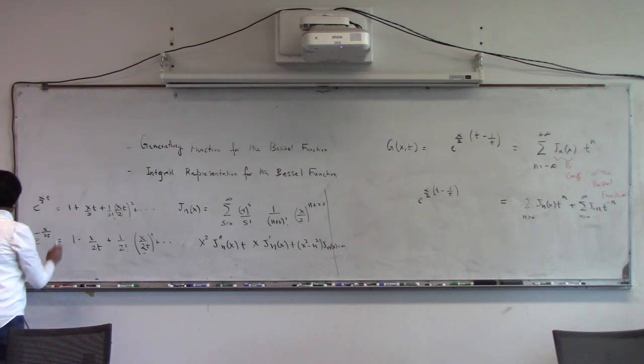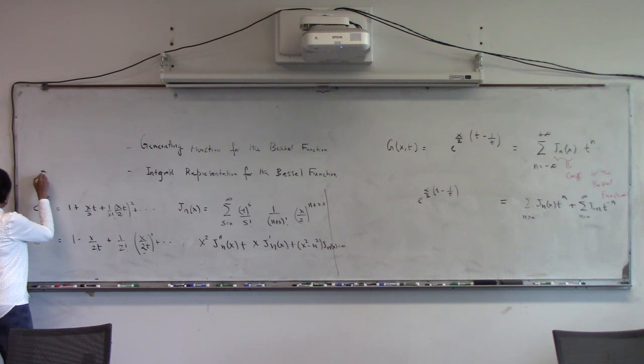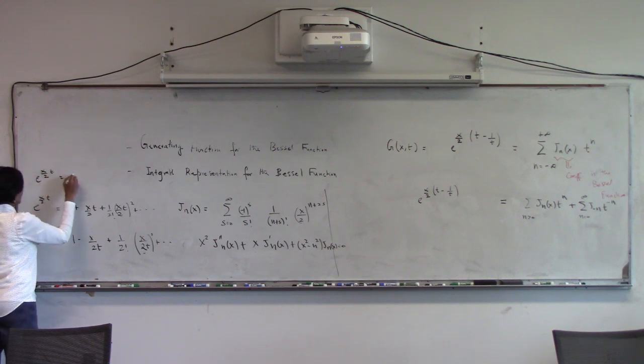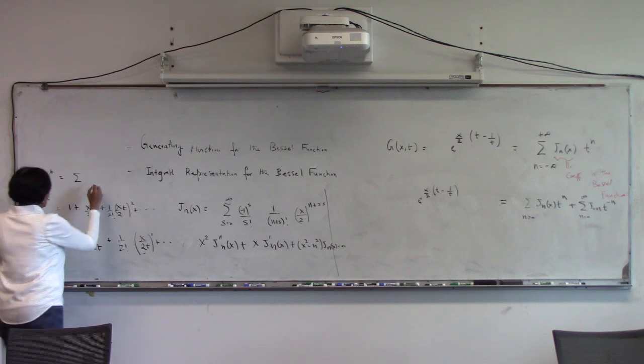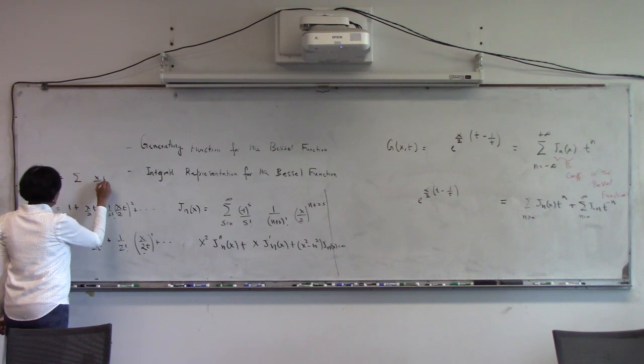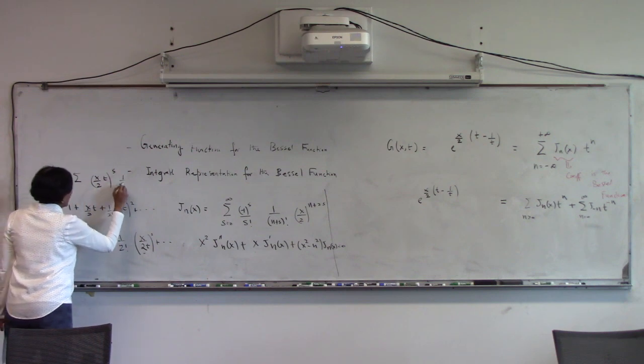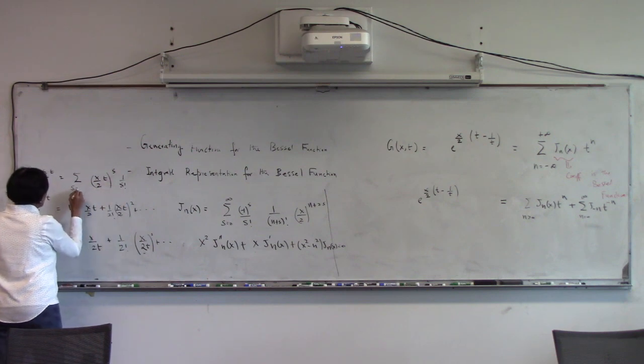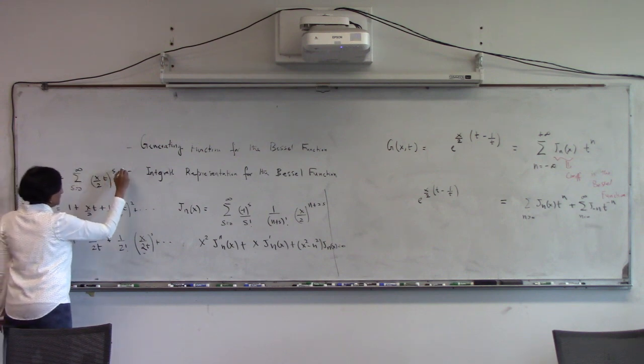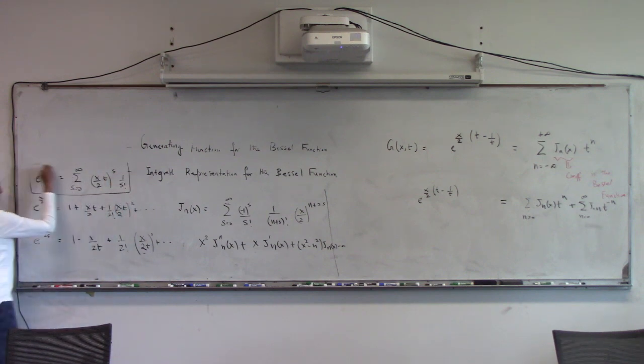So this I can write as the summation of x over 2 to some power, let us say s, times 1 over s factorial, s going from 0 to infinity. s is some integer quantity here.